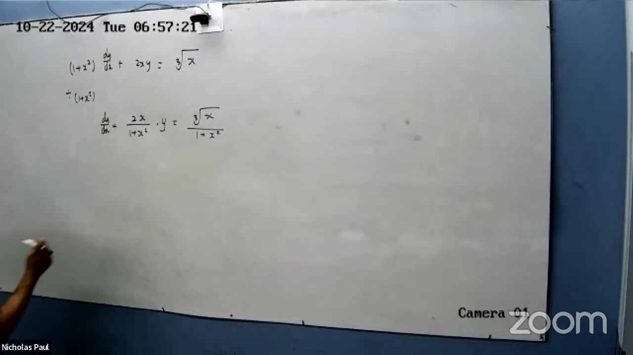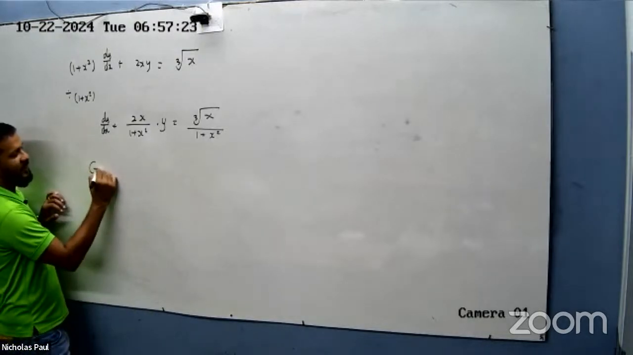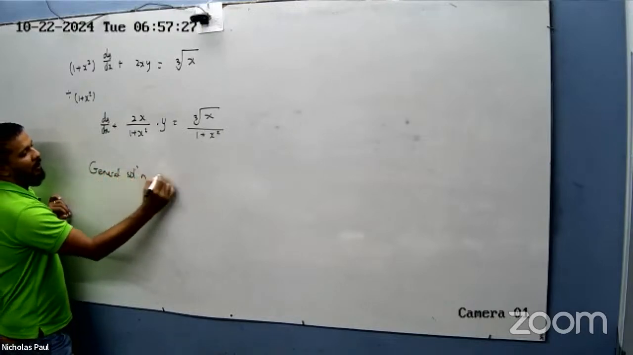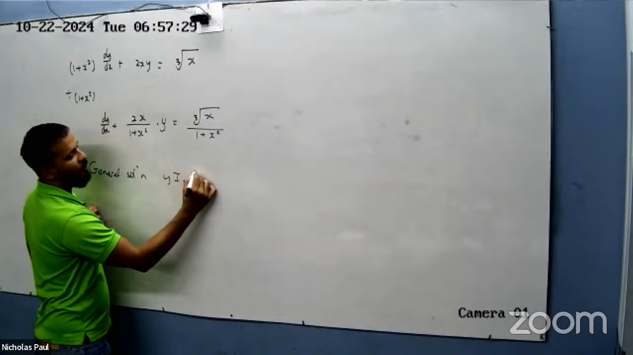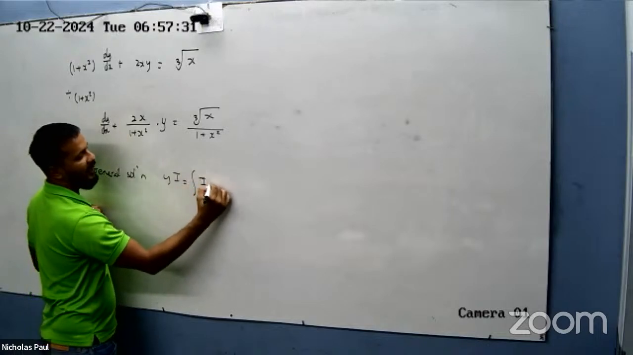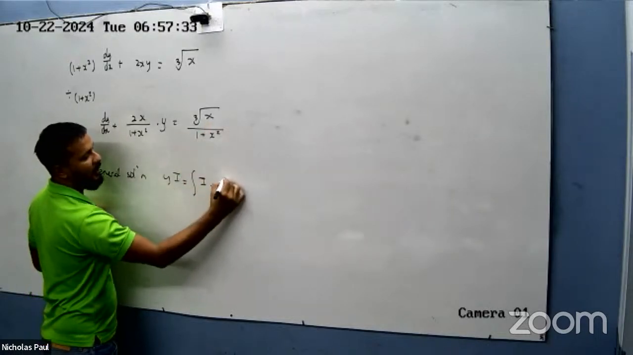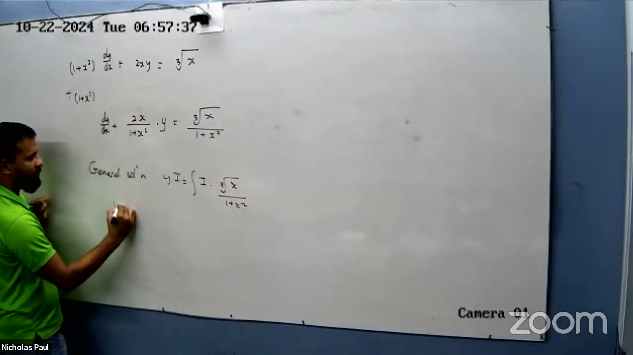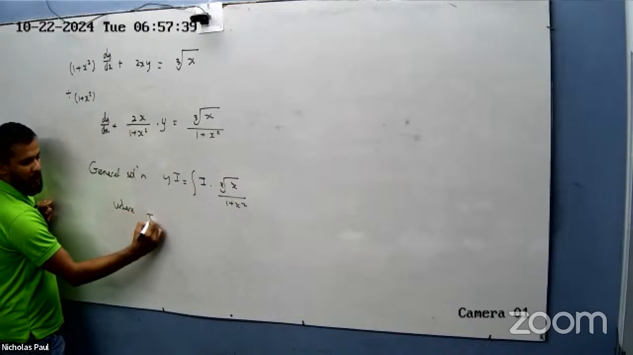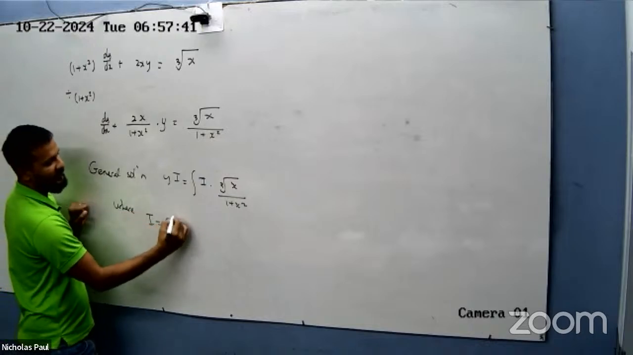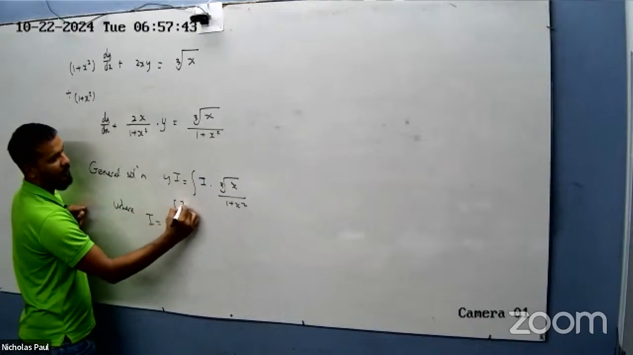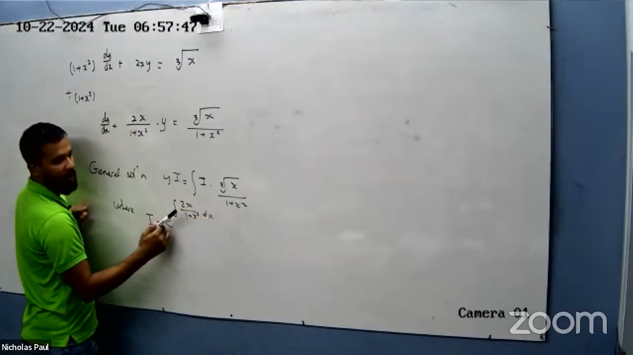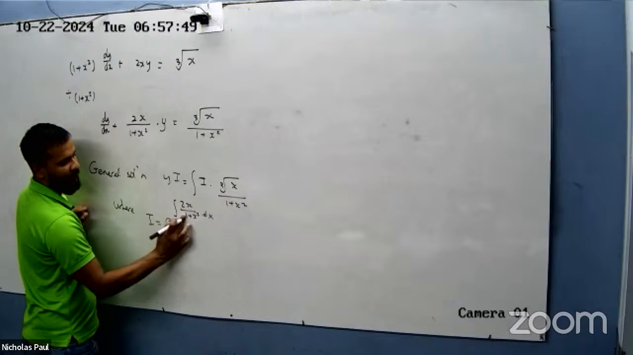So your general solution is what? y times I is equal to the integral of I times the cube root of x over 1 plus x squared, where I is equal to e to the integral of the 2x over 1 plus x squared. What's the integral of 2x over 1 plus x squared?